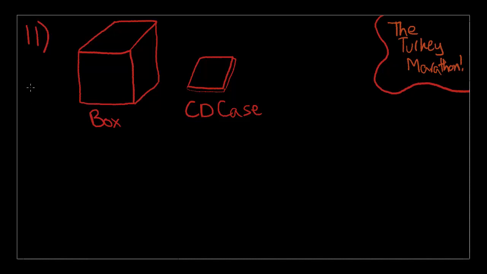So, number 11 says, the inside dimensions of the rectangular box shown above are 4 inches by 4 inches by 8 inches. What is the maximum number of CD cases like the one shown that will fit inside the box if each CD case has outside dimensions of 4 inches by 4 inches by 1/4 inch? So, let's start labeling this diagram.